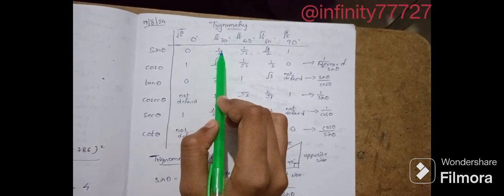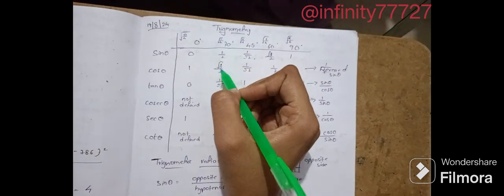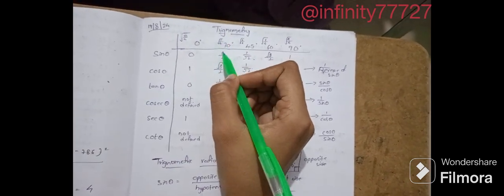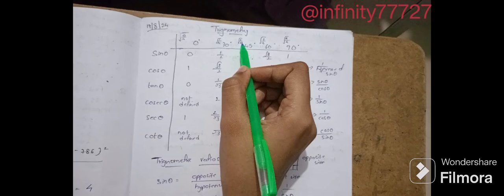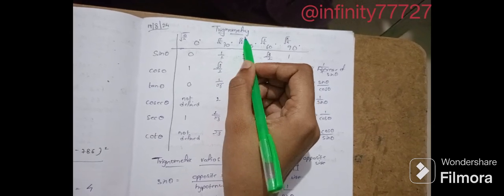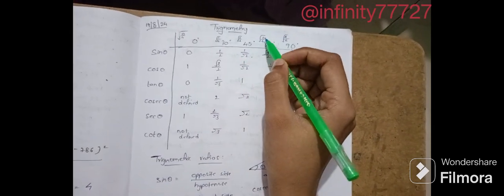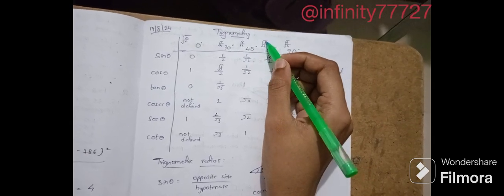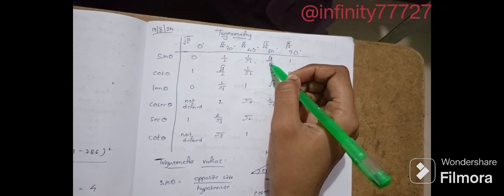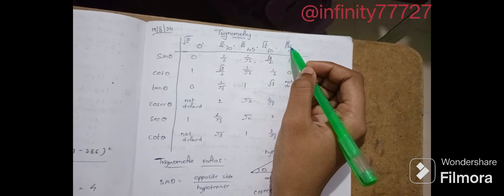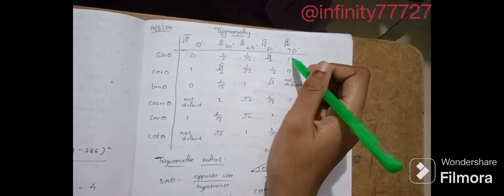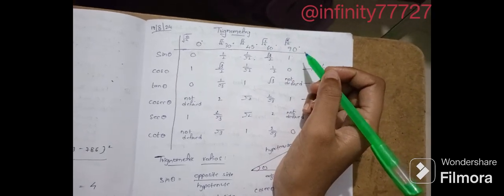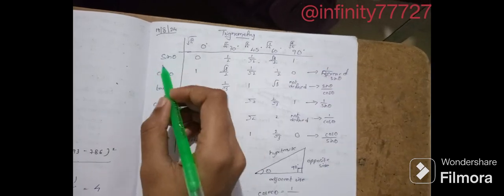Root 0 by 4 value is 0. Root 1 by 4 value is 1 by 2, so root 1 value is 1. Here root 4 value, 2 2s are 4, so 1 by root 2. Here root 3 by root 4 value is 2, so root remains same for 3. So that's why root 3 by 2 here. And for 1 is for, here the value will be 1. So with this simple trick we got the values of sin theta here.